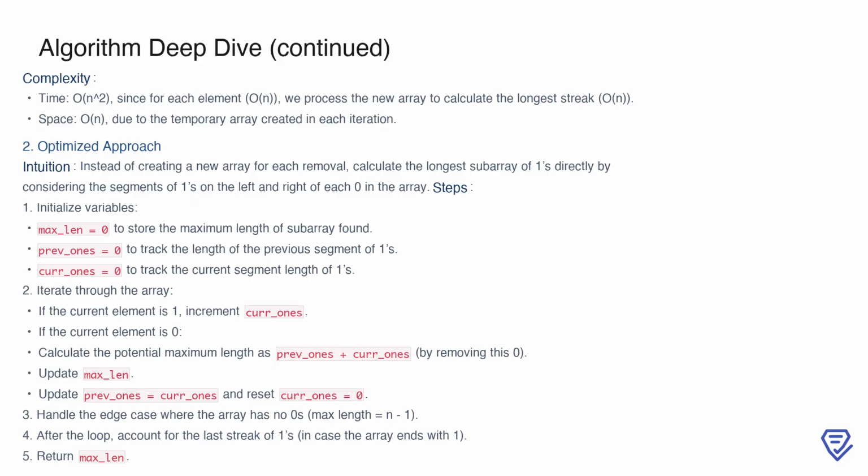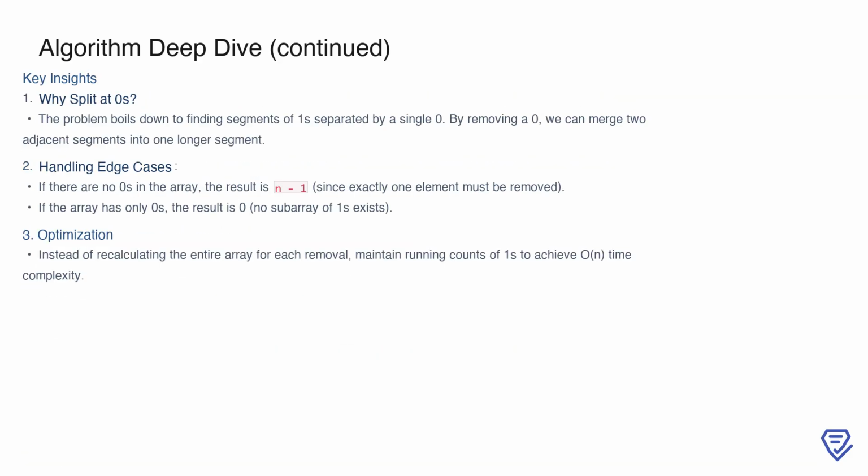Finally, we handle edge cases, such as when there are no zeros in the array, and ensure the last streak of ones is considered after the loop. This optimized approach reduces the time complexity to O(n) and the space complexity to O(1). The key insight behind the optimized approach lies in recognizing that the problem can be reduced to merging two segments of ones separated by a single zero.